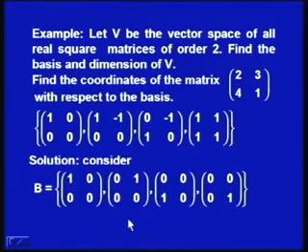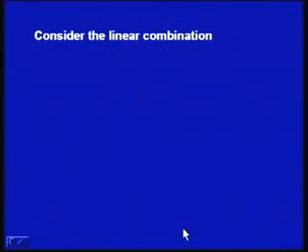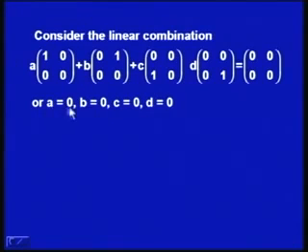So, we consider set B, and then we claim that B is a set of independent vectors. For this, we consider the linear combination of these vectors: A times the first vector plus B times the second vector plus C times the third vector plus D times the fourth vector, and this linear combination equal to (0,0;0,0), the null vector. If we solve this, then from here A is equal to 0, from here B comes out to be 0, from here C comes out to be 0, and finally D is equal to 0.